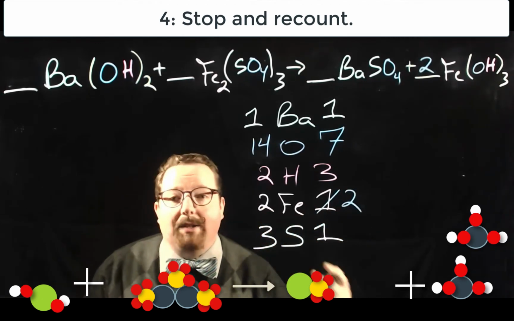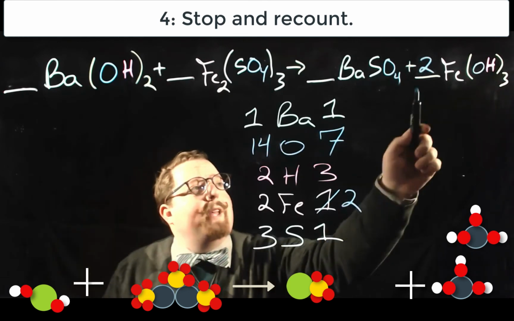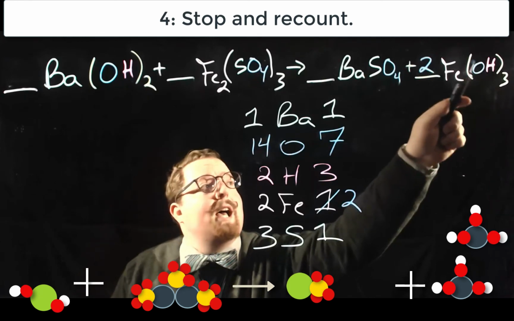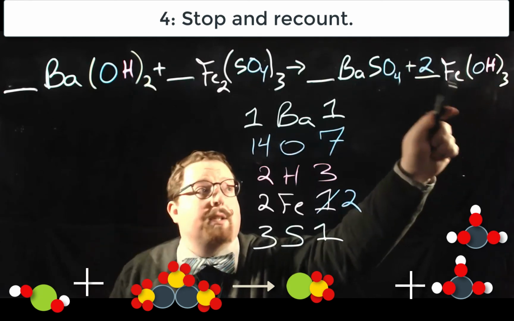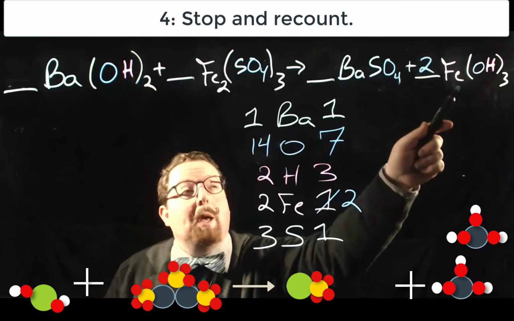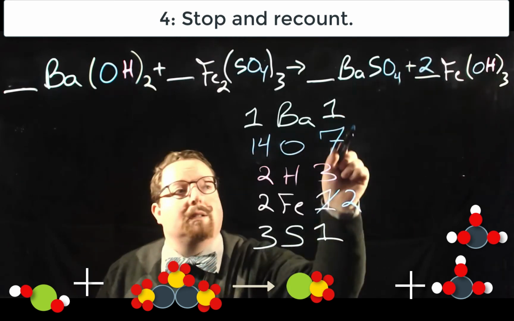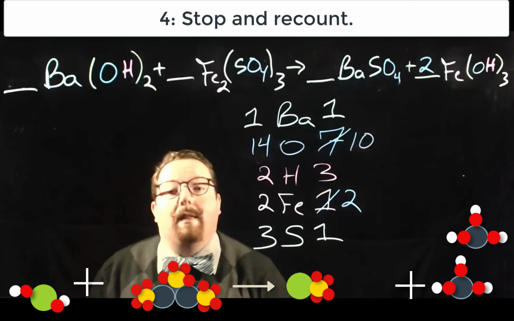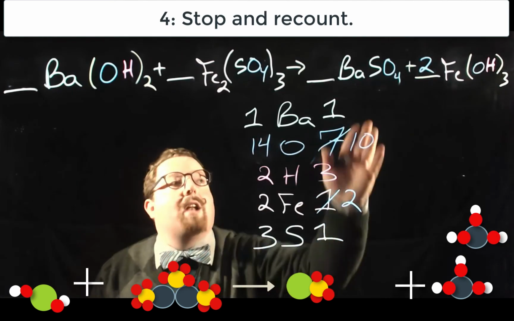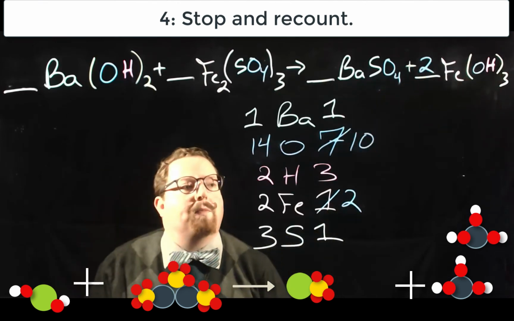But we have to recount everything else too. So we have our 2 times this 1 oxygen is 2 times the 3 outside the parentheses. So 2 times 3 is 6. There's 6 oxygens over here, plus these 4 give us 10. This is where it gets tricky because we have to remember to count all of the oxygens we have, not just the ones we just changed.